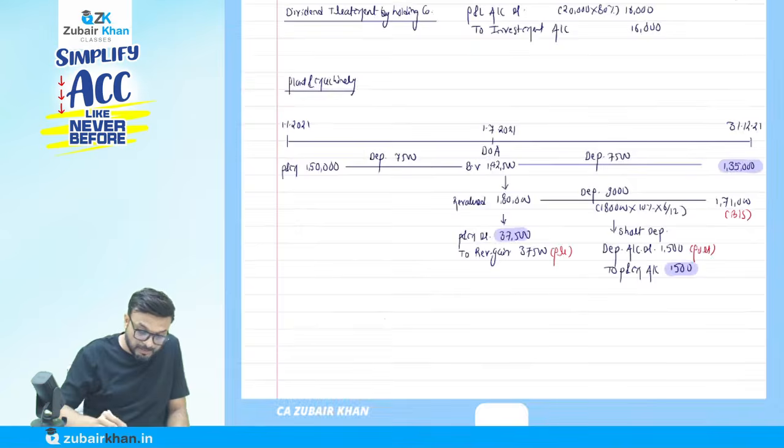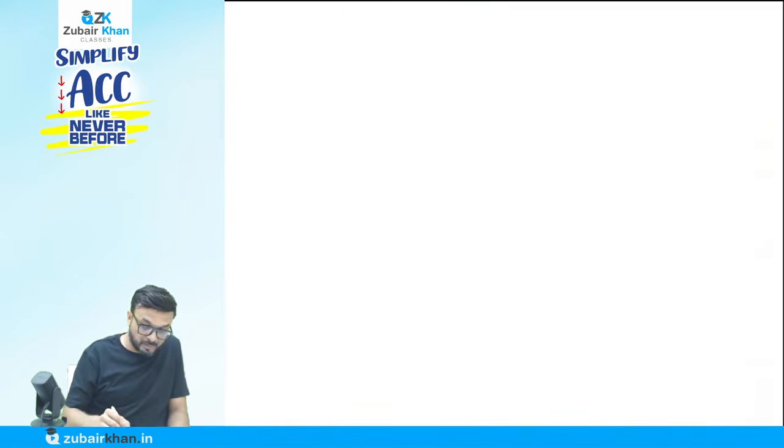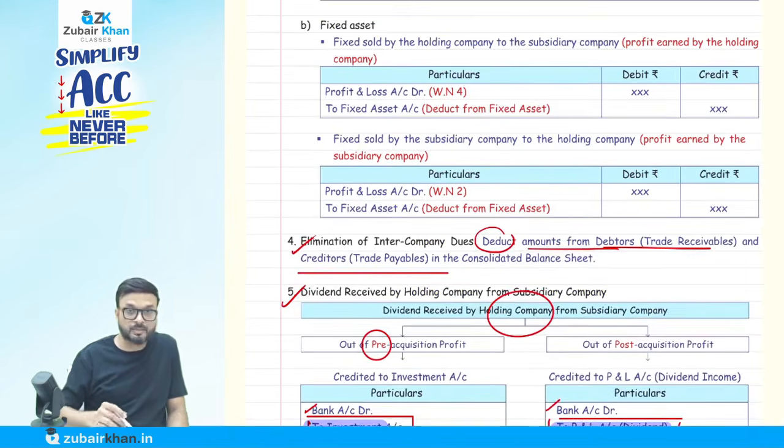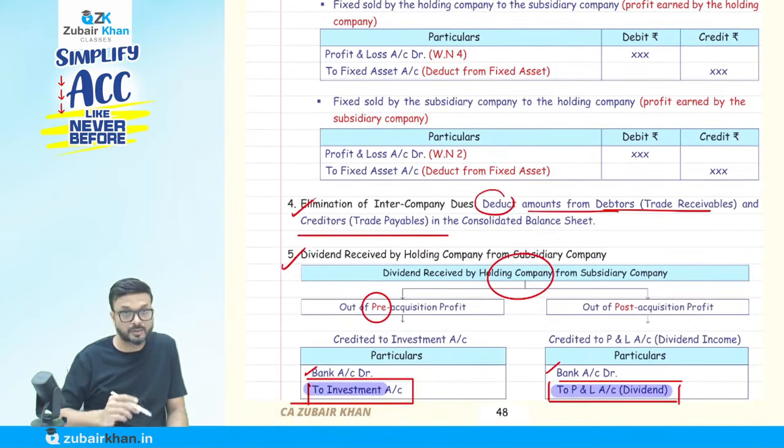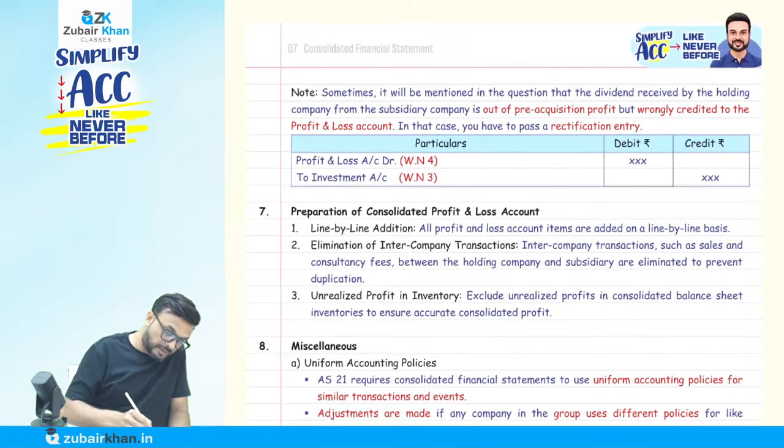So basically they paid the dividend here, no problem. But they are giving it out of pre-acquisition profit. So the correct treatment is that when the holding company passes the entry, it should pass the entry bank account debit to investment account. Okay, let me write it down. So the correct entry: bank account debit to investment account. This is the correct entry they should pass.